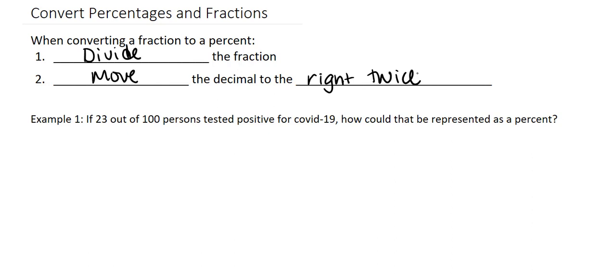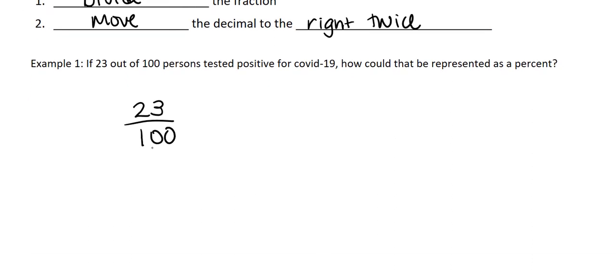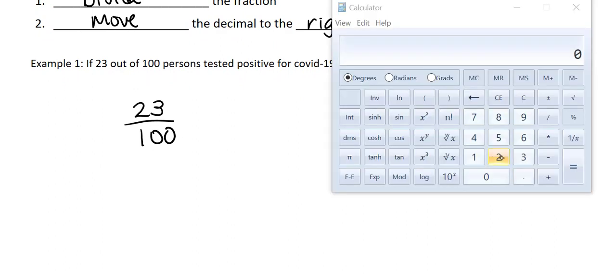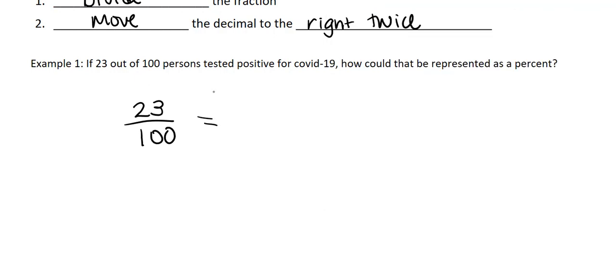So example 1, if 23 out of 100 persons tested positive for COVID-19, how could that be represented as a percent? So we have 23 over 100, right? That's the number at the top, the partial out of the total. So let's get the calculator out. We have 23, and we divide by 100, and we get 0.23.